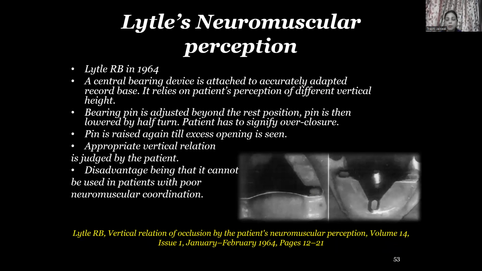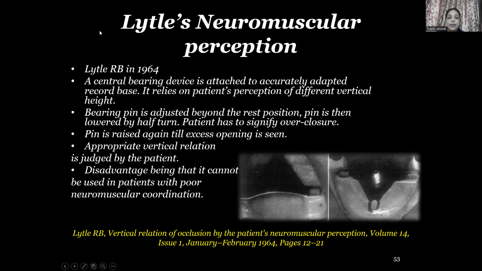Another method is the neuromuscular perception method. This is Lyle's neuromuscular perception, given by Lyle RB in 1964. A central bearing device is attached to the accurately adapted record base. It relies on patient perception of different vertical heights.